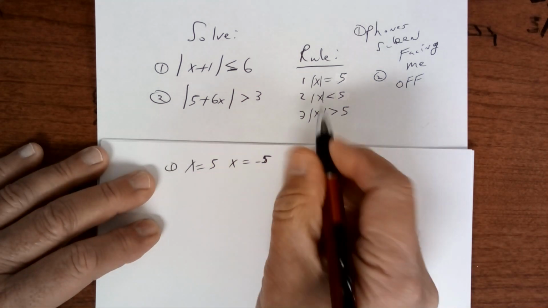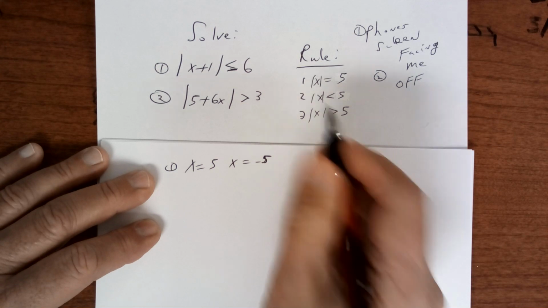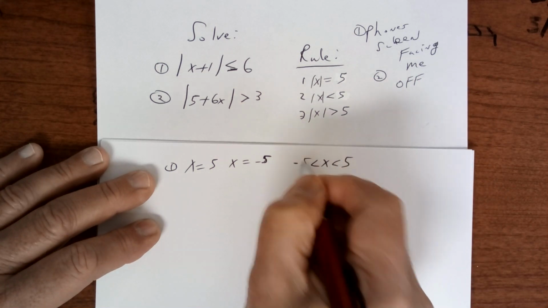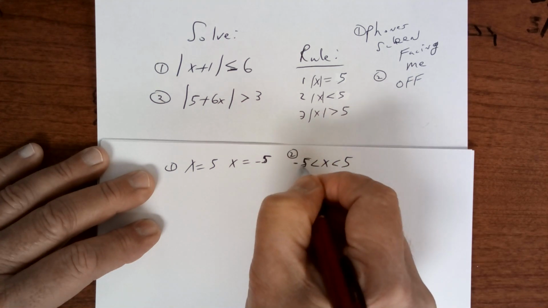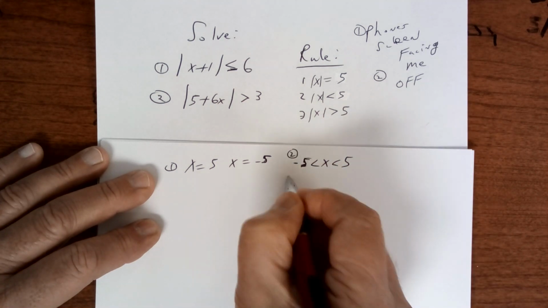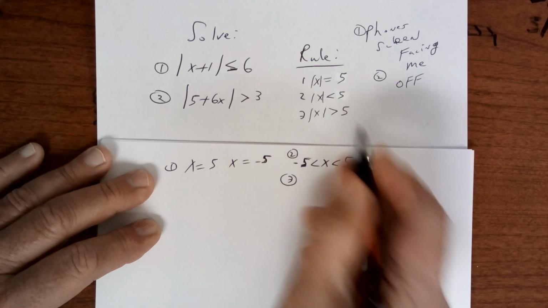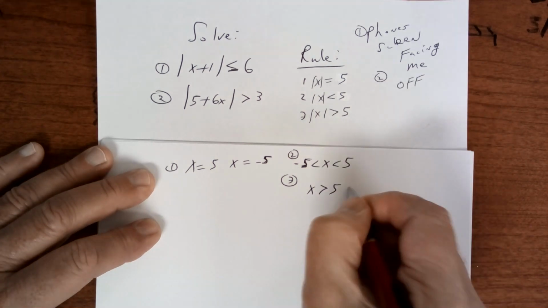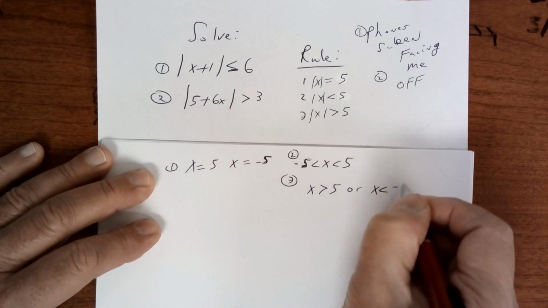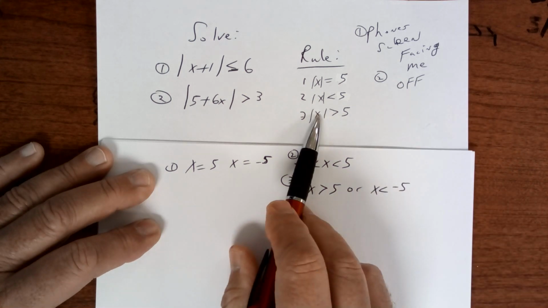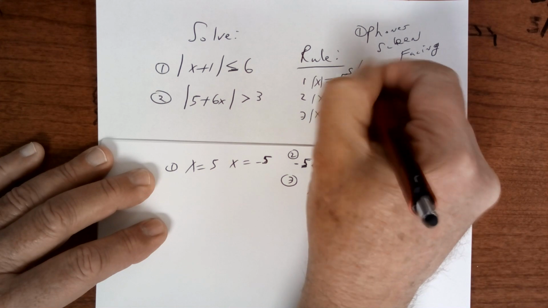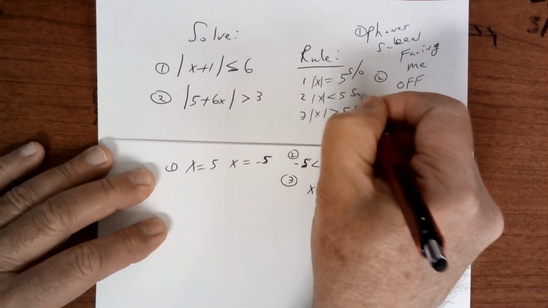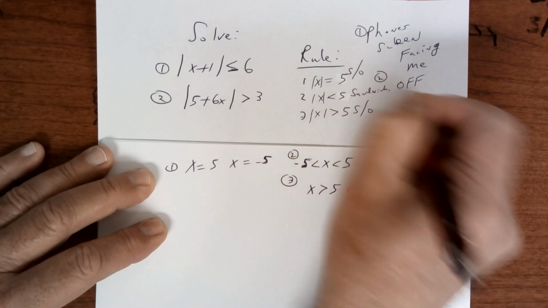Number 2, it's the squeeze, it's the sandwich, so x is in between a 5 and a negative 5. That's number 2. And then finally, number 3, it's pointing away, so x is going to be greater than 5, the same thing, or x is going to be less than a negative 5. So it's the same and opposite. So this one is same, opposite, same, opposite. This one is the sandwich. And that's how you're going to memorize it.